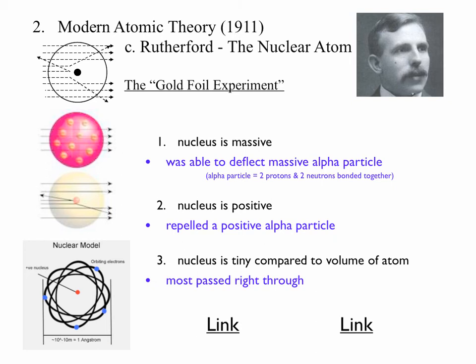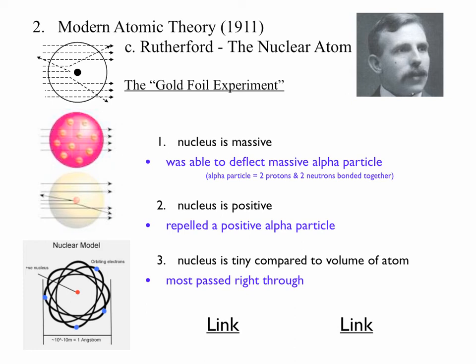And you'll hear on the video, it's not like 20 pass through and 2 bounce back. It was like 30,000 passed through and 1 bounced back. So it was a huge difference between those that went straight through and those that bounced back. So these 2 links are not going to work for you, but we'll go to them in class.